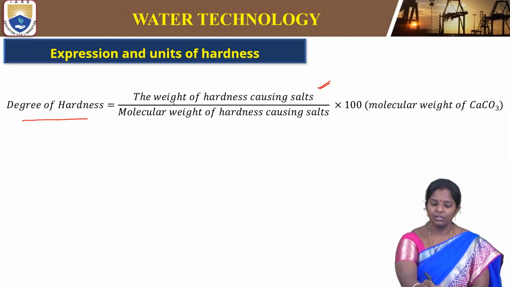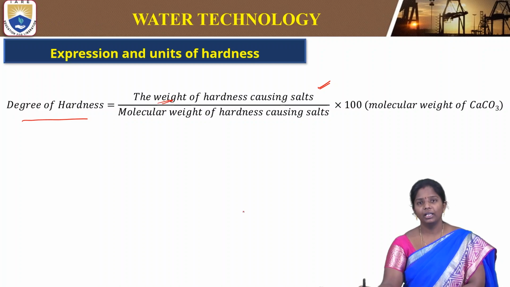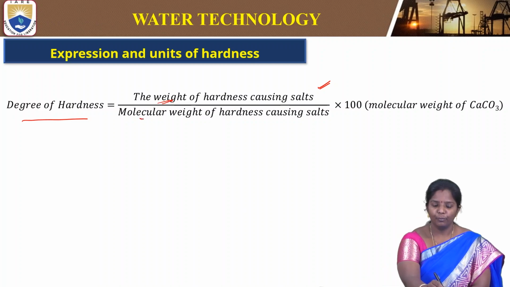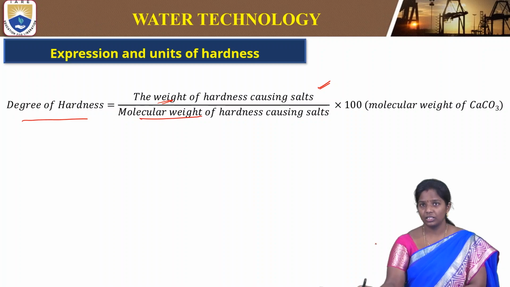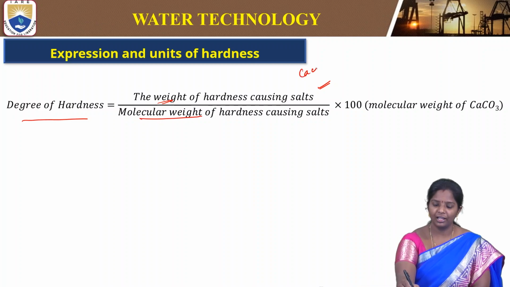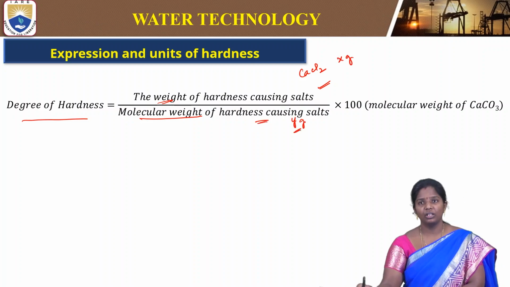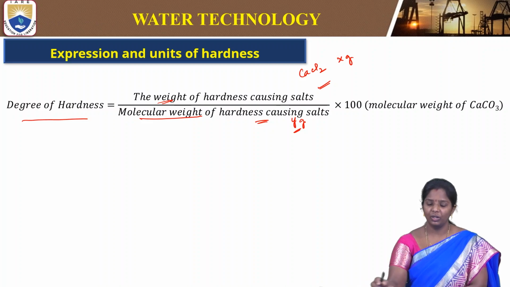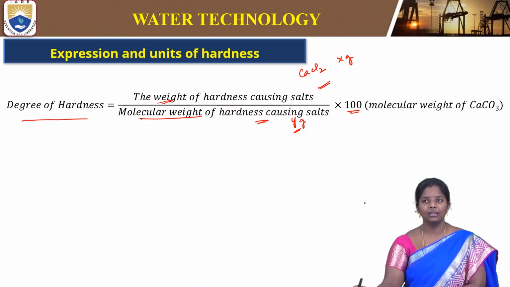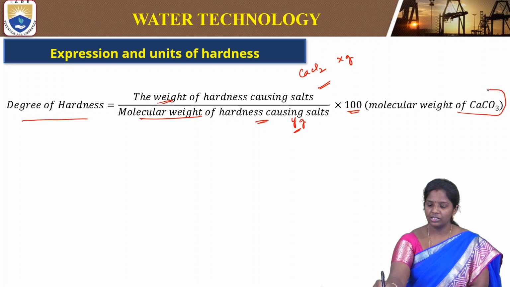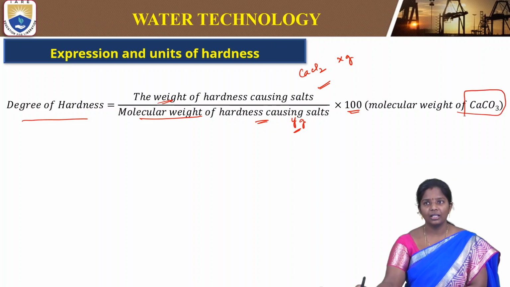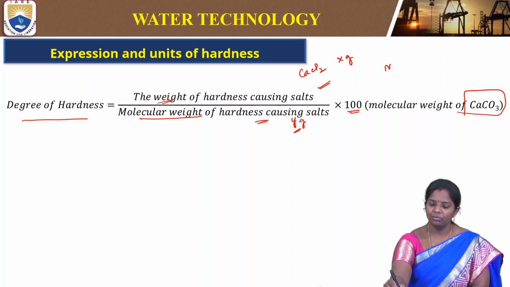The weight has to be taken in ratio with the molecular weight of the hardness causing salt. For example, if we have calcium chloride, its weight is x grams and its molecular weight is y grams. So the weight divided by its molecular weight, into 100. 100 is nothing but the molecular weight of calcium carbonate. Why are we taking calcium carbonate? Because measurement is done in calcium carbonate equivalence.